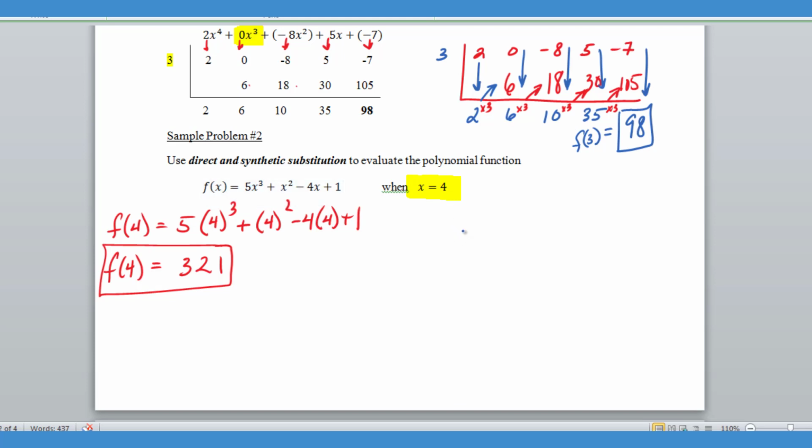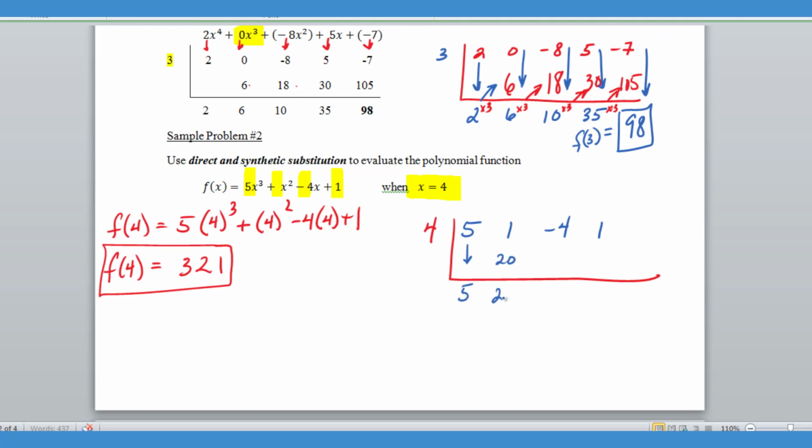And so we take our coefficients, 5, 1, negative 4, and a positive 1, and you can see that I got that from each of these values here. And then I'll create my little box and I'll evaluate this at 4. So let's follow along here. I'm going to drop the 5 out. 5 times 4 gives me 20.